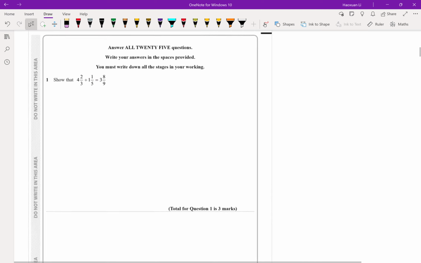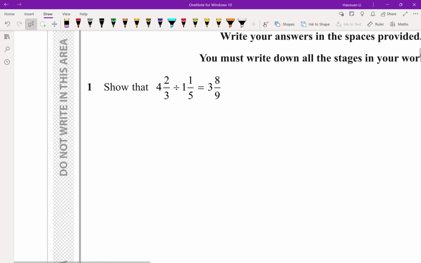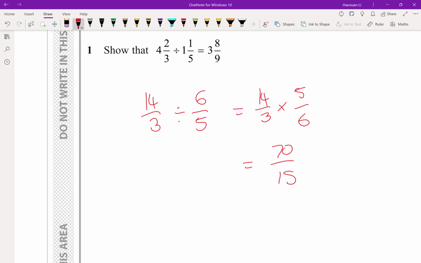So let's go. Show that 4 and 2/3 divided by 1 and 1/5 is 3 and 8/9. So this is the first question, so don't stumble on it. Make them improper fractions. So 14/3 divided by 6/5, and then keep, switch, flip. And this should give you 70/18.